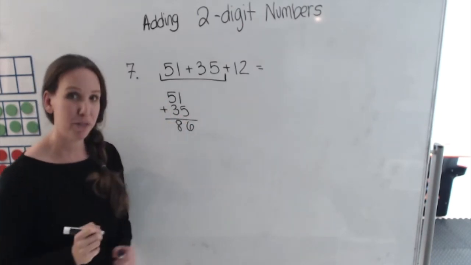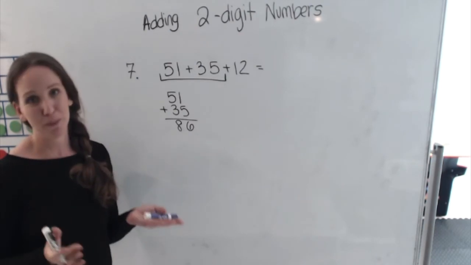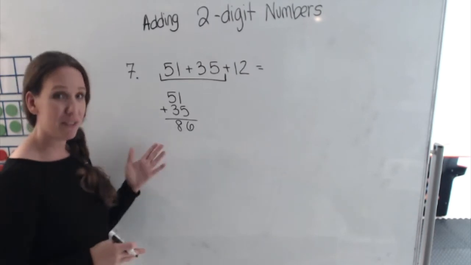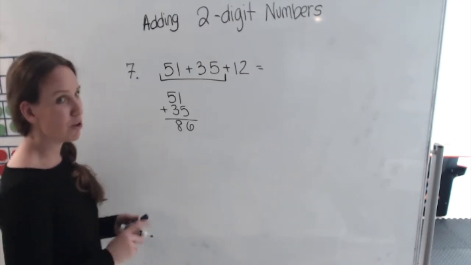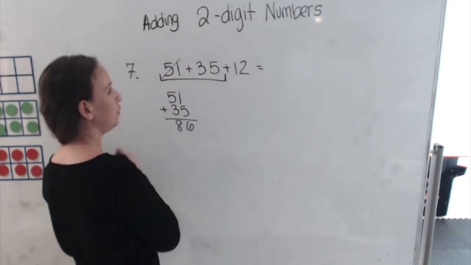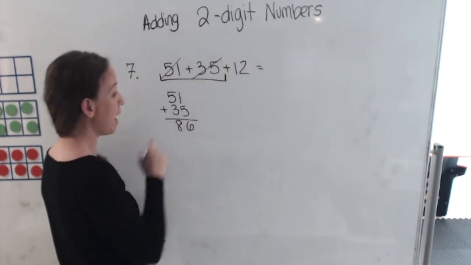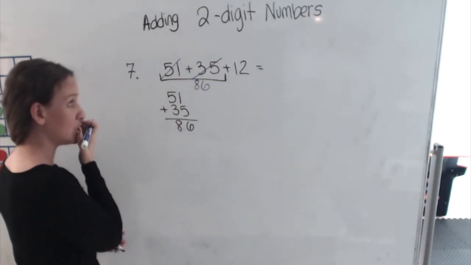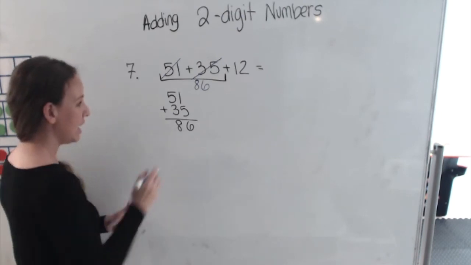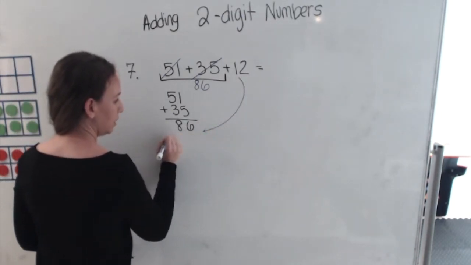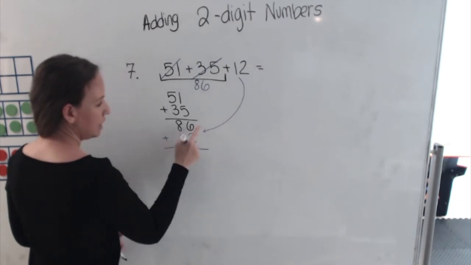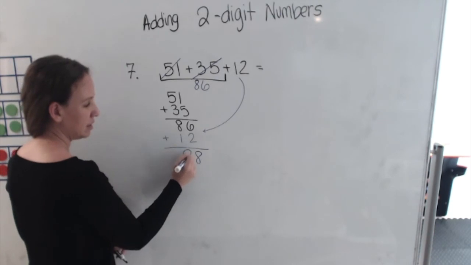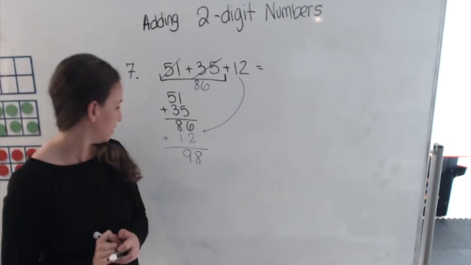Do you notice I didn't put the circles this time? You don't have to put the circles. You don't have to circle the columns. That is only to help you. If it does help you, you can use the circles, but you don't have to. So we're going to cross off the 51, and we're going to cross off the 35, because that's the same thing as saying 86. 51 plus 35 is 86. And now we're going to add the last number to it, 12. 6 plus 2 is 8, and 8 plus 1 is 9. 98.